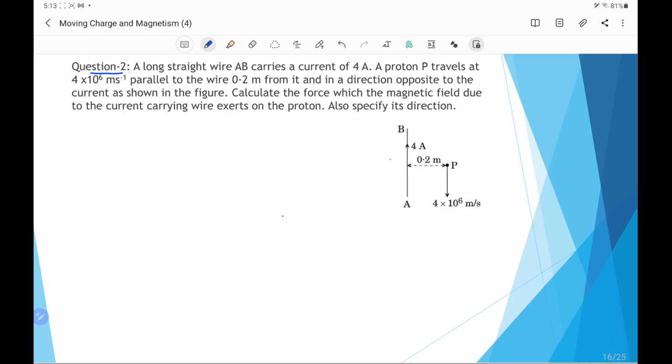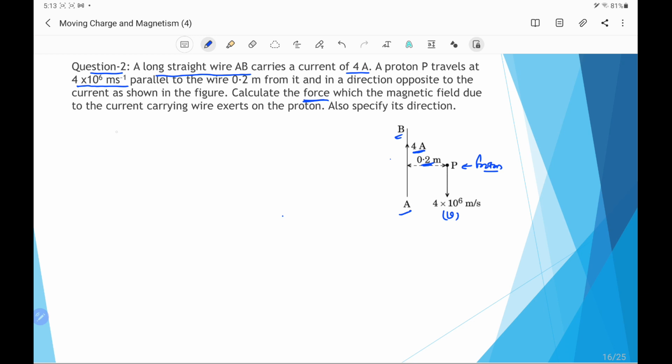Next question. Question 2 is, a long straight wire AB carries the current 4 ampere. This is the AB wire and it carries the current 4 ampere. A proton, this is the proton P, travels at a speed of 4 into 10 power 6 meter per second, parallel to the wire, 0.2 meter from it. So this is the distance of the proton from the parallel wire, and in the direction opposite to the current. So the directions of V and current are opposite as shown in the figure. Calculate the force which the magnetic field due to the current carrying wire exerts on the proton and specify the direction also.